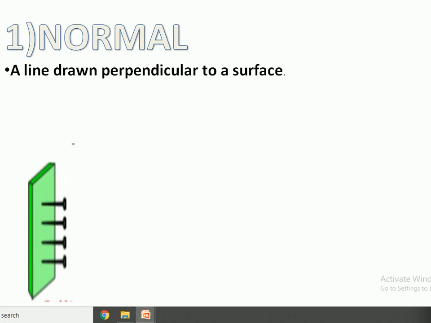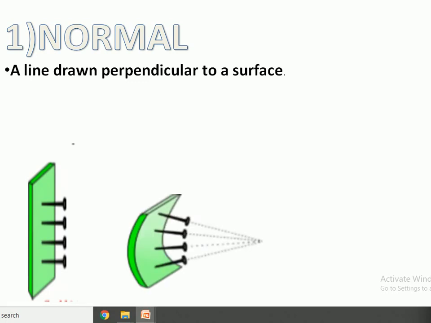Now bend the sole inwards like this as shown in the figure. You can see how the nails are bent. That means these nails we can compare with the normals of that surface. So if you look at the shape of the rubber sole, it is almost similar to a concave surface.